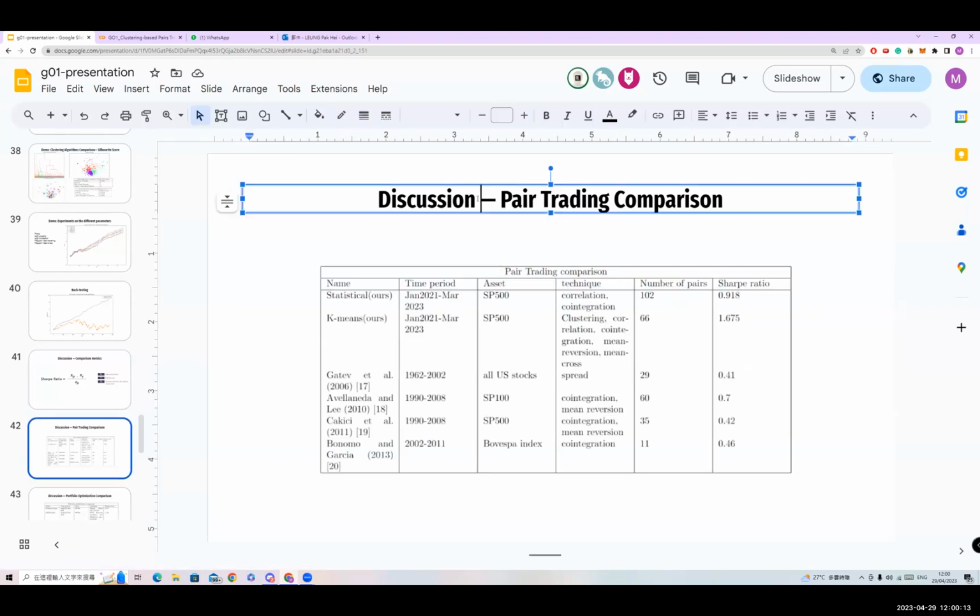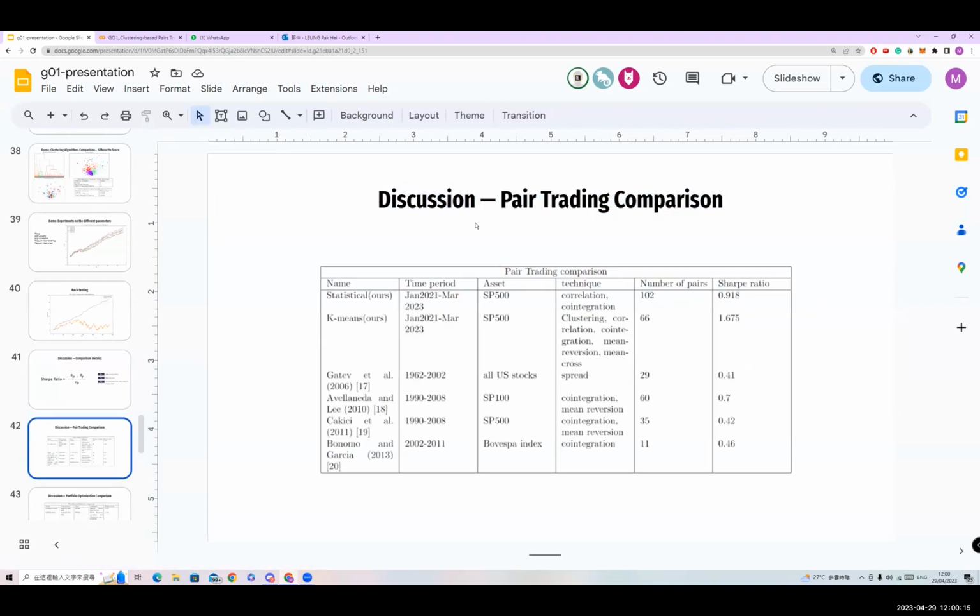So we compare our pair trading in this project with the traditional statistical arbitrage trading. The Sharpe ratio is actually 0.9, and for the K-means clustering method it is 1.6. So compared to the other traditional approach, we can see our strategy actually performs better than theirs.